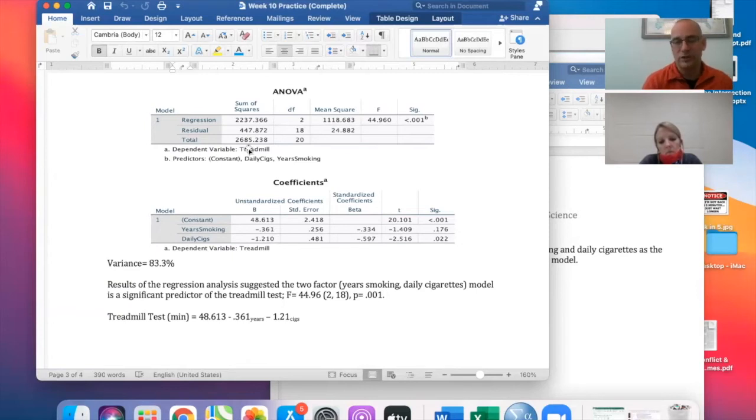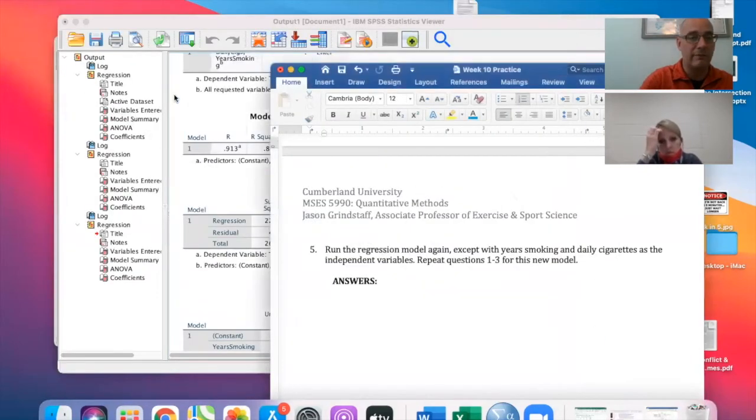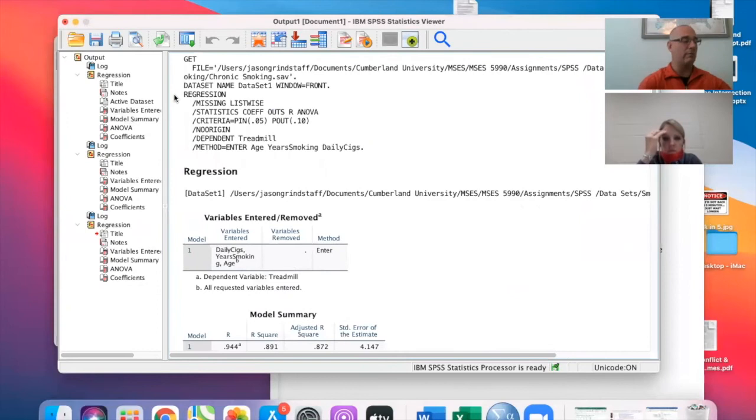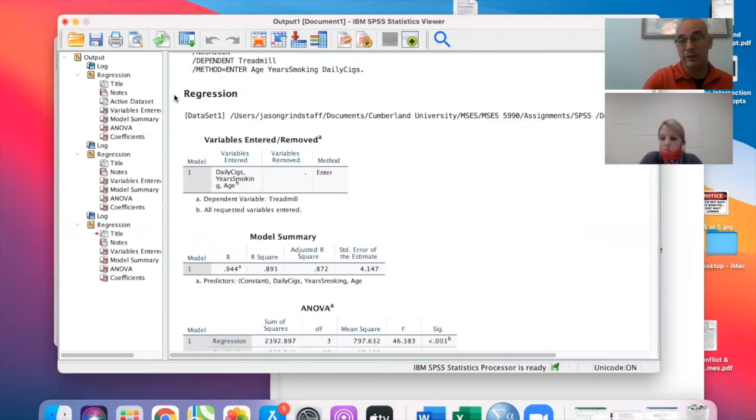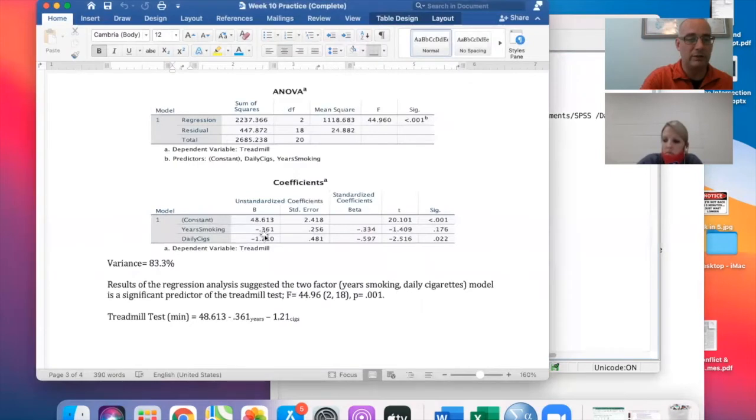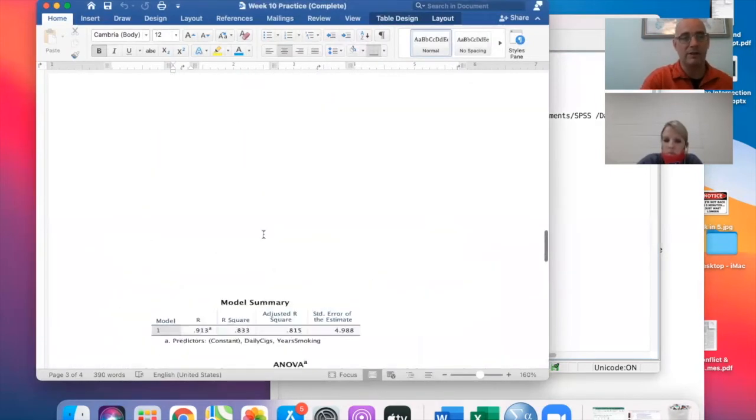So that should help a little bit in understanding how, when we have a data set with multiple independent variables, we can run a regression model on multiple independent variables and one dependent variable. What questions do you have on any parts of that practice assignment?